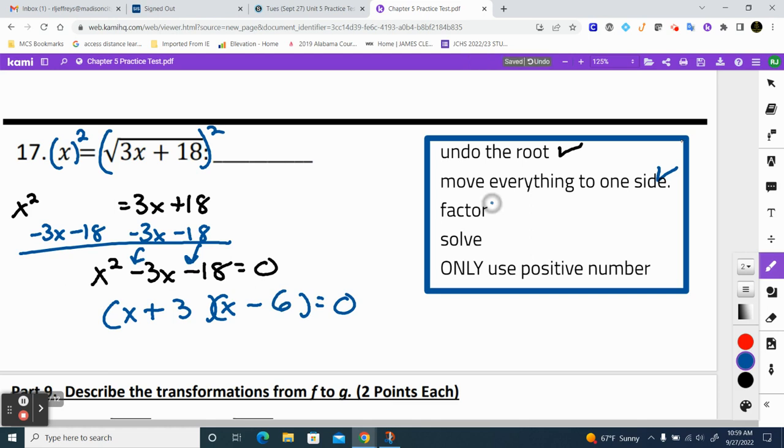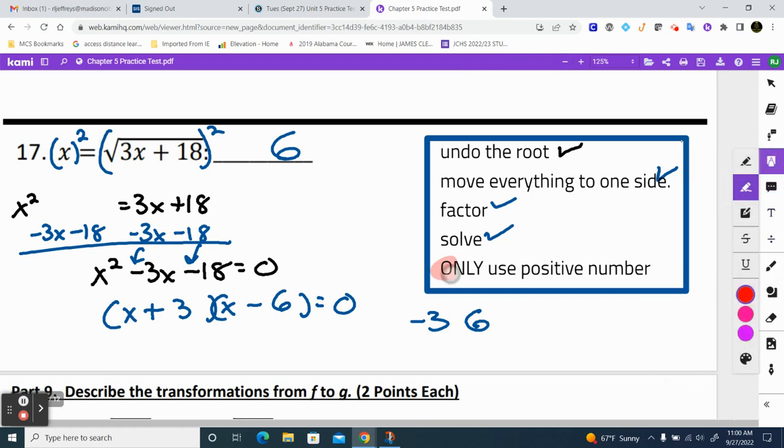So when we solve this, remember it's the opposite. What's the opposite of plus 3? What's the opposite of minus 6? 6. It says only use the positive number. You'll only get one answer. There's only one answer for number 17, and it's positive. So that means tomorrow on the test, there's only one answer on number 17, and it's the positive number.